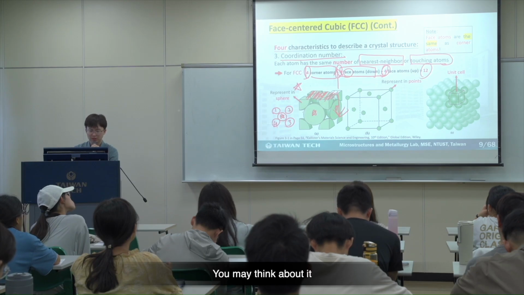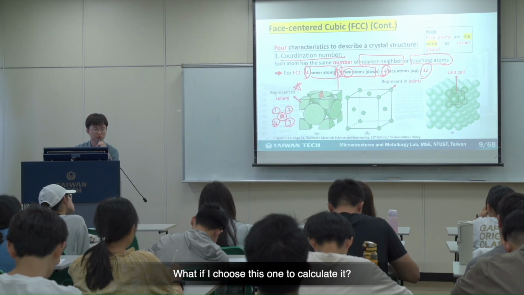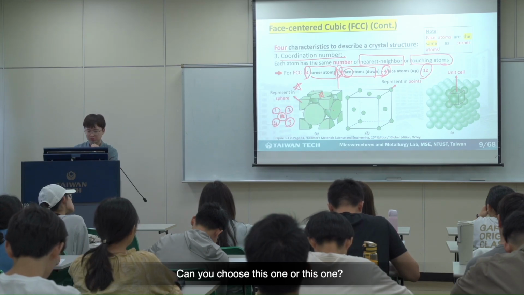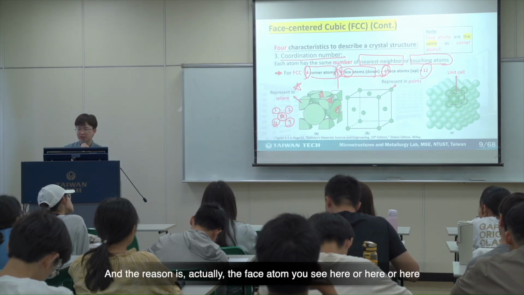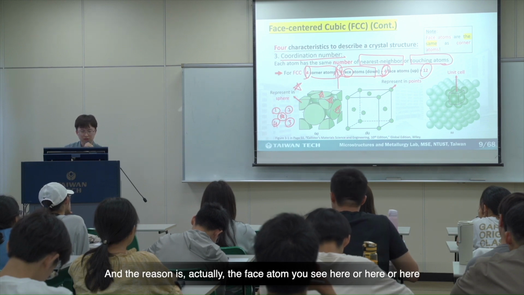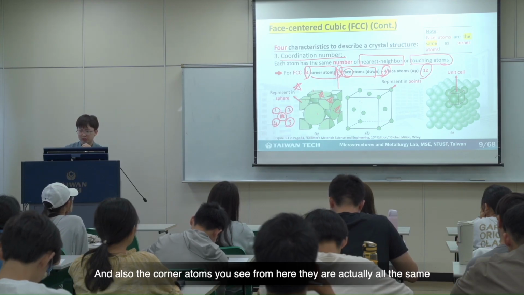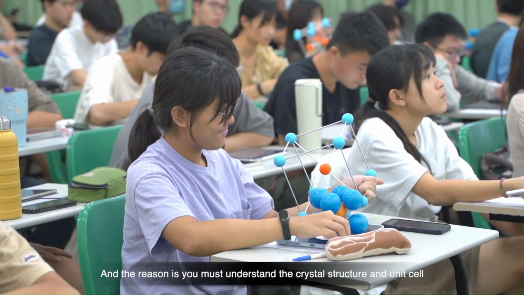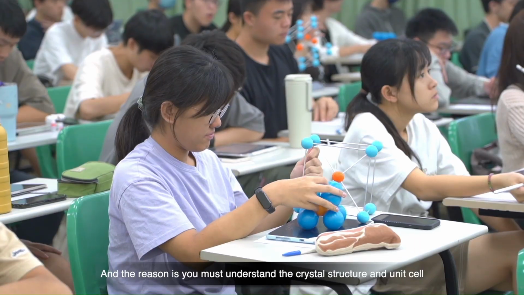And you may think about it. I choose this one to calculate. Can you choose this one or this one? Yes, and the results would be the same. And the reason is, actually, the face atom you see here, or here, or here, and also the corner atoms you see here, they are actually the same. And the reasons, you must understand the crystal structure and unit cells.